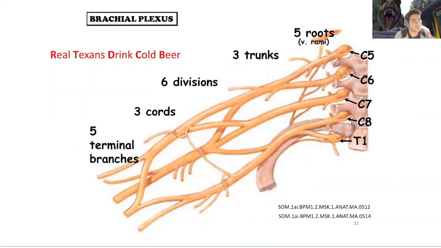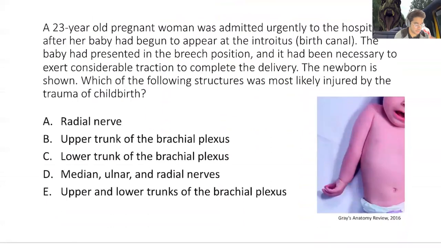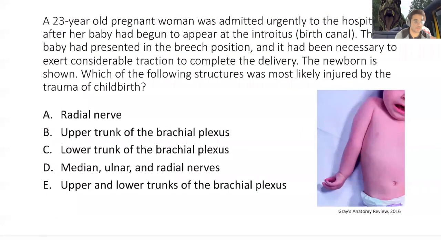Now, obviously, you need to know the spinal levels that you're working with. And remember, the brachial plexus is from C5 to T1, right? And I'm going to show you guys the little hand mnemonic, how I went through this. Let's do this question.